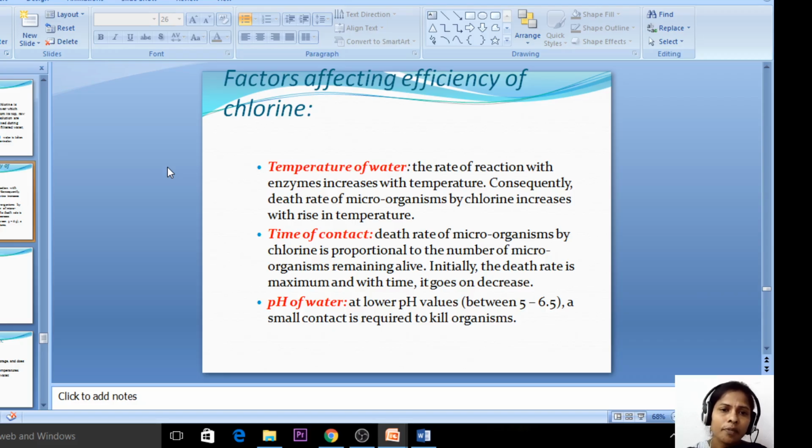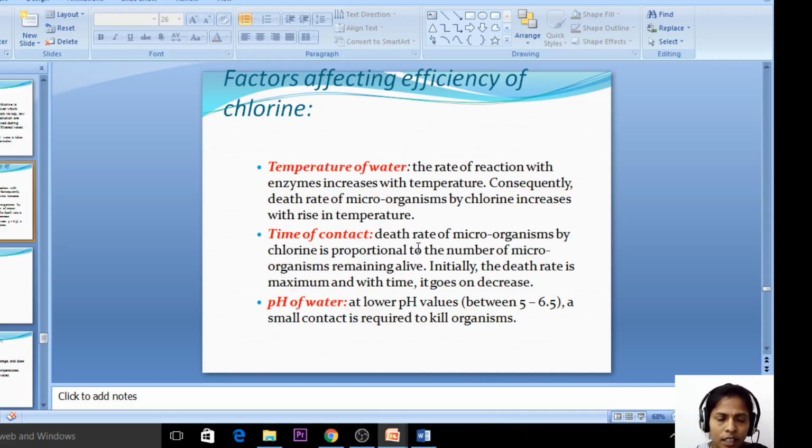But there are some factors which affect the chlorination process. One is the temperature, another is the time of contact, and the third is the pH of water. First, temperature of water. The rate of reaction with enzymes increases with temperature. That means the reactivity with enzymes increases with rising temperature. Consequently, the death of organisms by chlorine increases with rise in temperature. So by increasing the temperature, the chlorination process also becomes very fast.